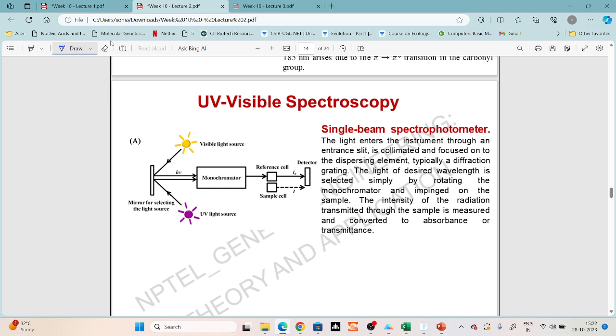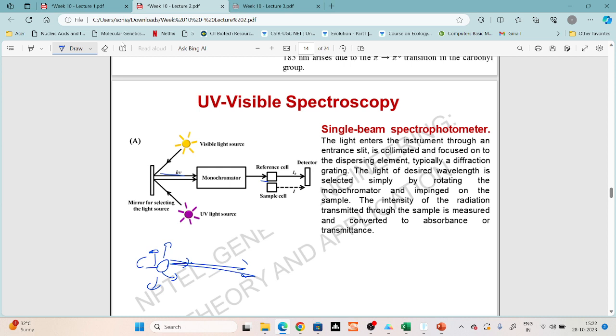Then it falls on a monochromator. What is the meaning of monochromator? Mono means one, chroma means color. When you are getting light, the light is going in all directions, but you want light of a single direction, so it will cut out all the other light and only light in one direction will move from this monochromator. And then you have a reference cell, and then there is a detector.